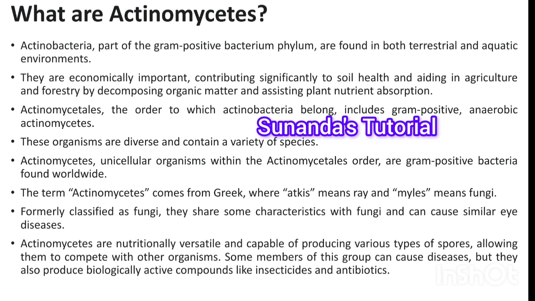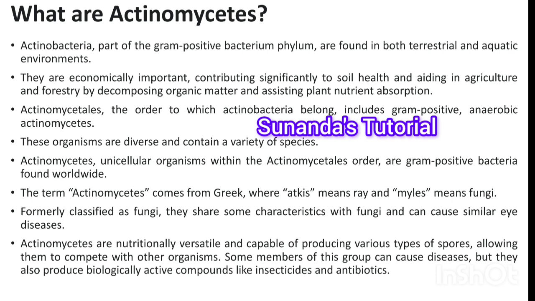Actinomycetes, this is the order under which Actinomycetes are there. So the Actinomycetes order, to which actinobacteria belong, includes gram positive Actinomycetes. These organisms are diverse and contain a variety of species. These are unicellular organisms and found worldwide. They are omnipresent. The term Actinomycetes comes from a Greek word where actis means ray and mykes means fungi.